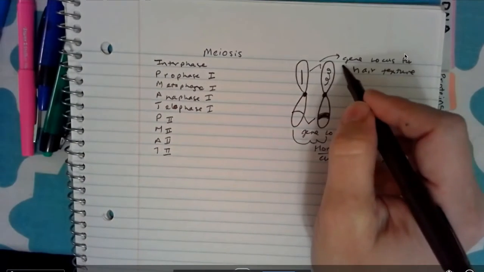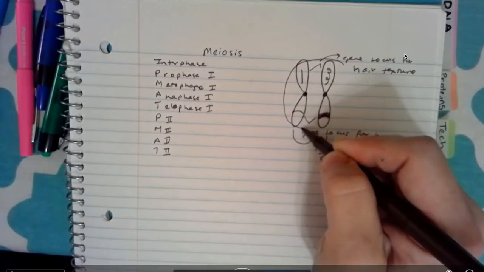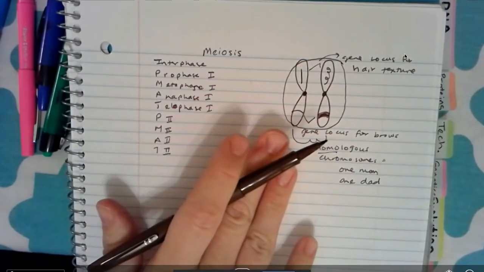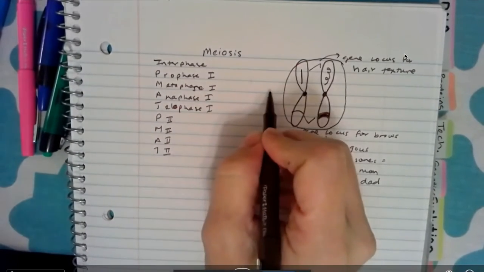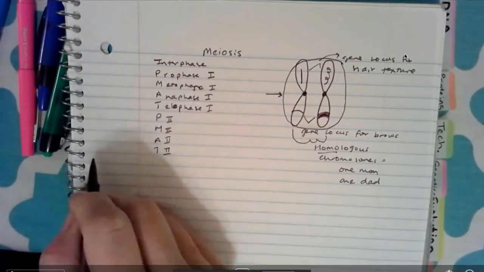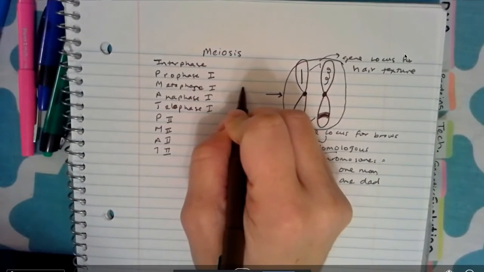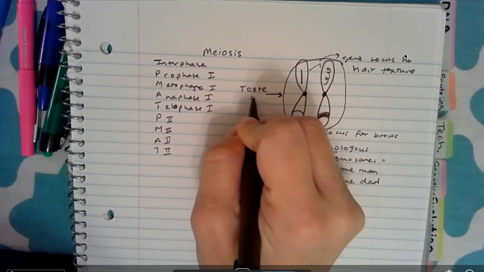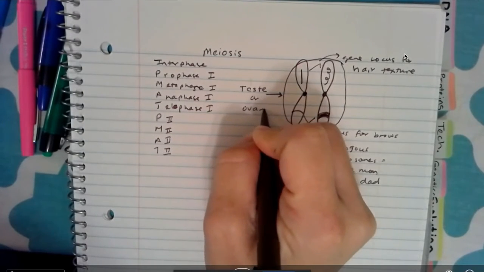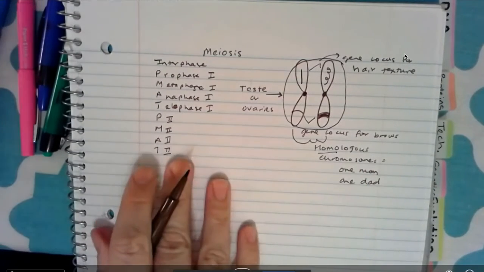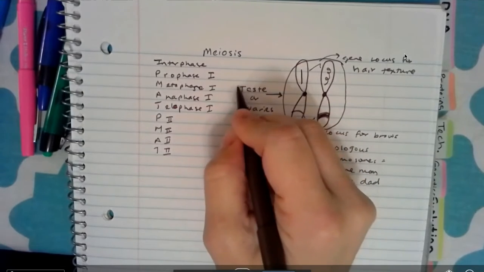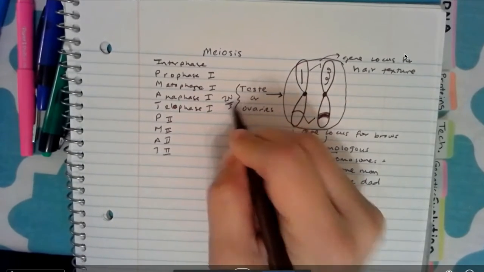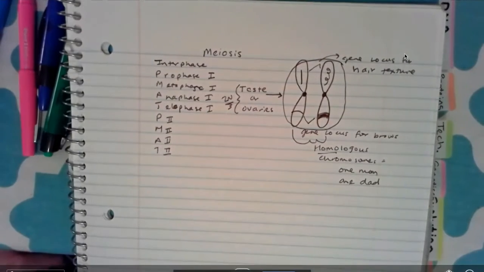So let's go ahead and draw a cell around here. So where do these cells that do meiosis exist? 2 places and 2 places only, depending on your gender. One would be in the testes, in those seminiferous tubules, or in the ovaries. And these cells are actually going to be diploid. They're going to produce haploid cells, though.